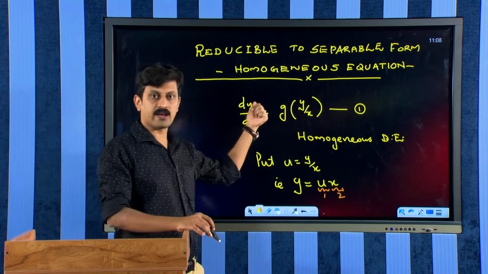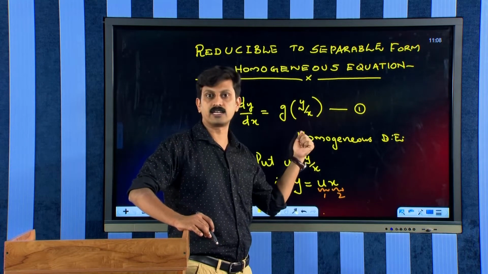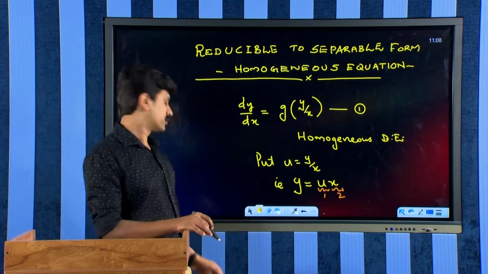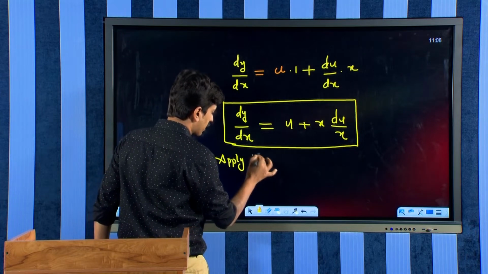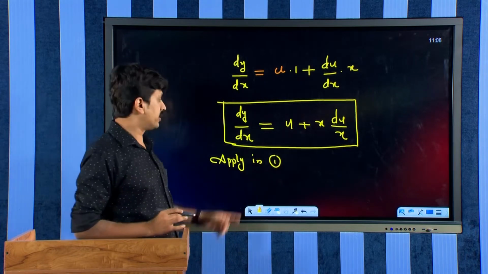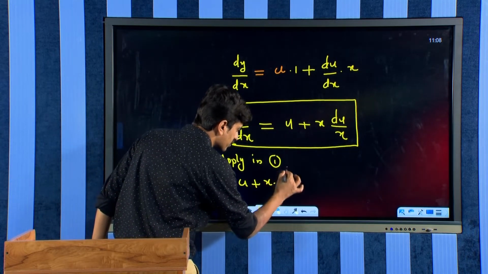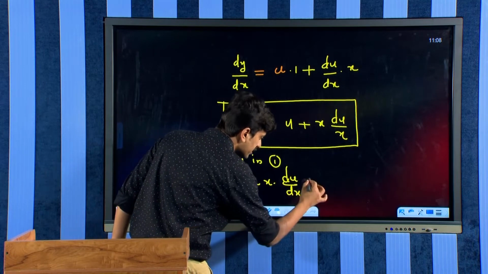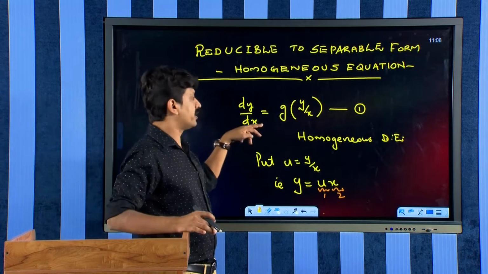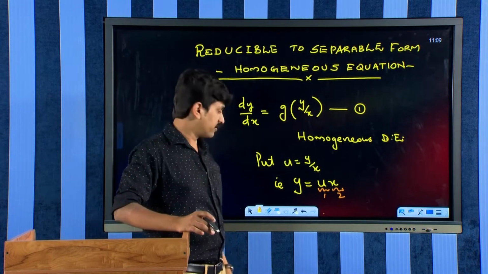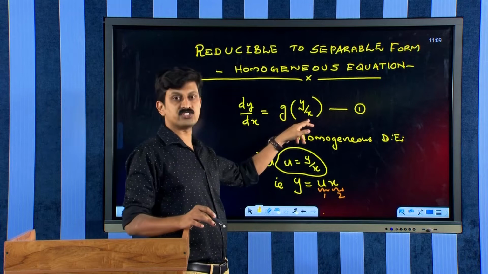Now we come back to equation number 1. In equation number 1, we have dy by dx on the left hand side and g of y by x on the right hand side. So, applying this in equation 1, we will have u plus x into du by dx is equal to g of y by x. We gave the substitution u for y by x, so we replace this with g of u.